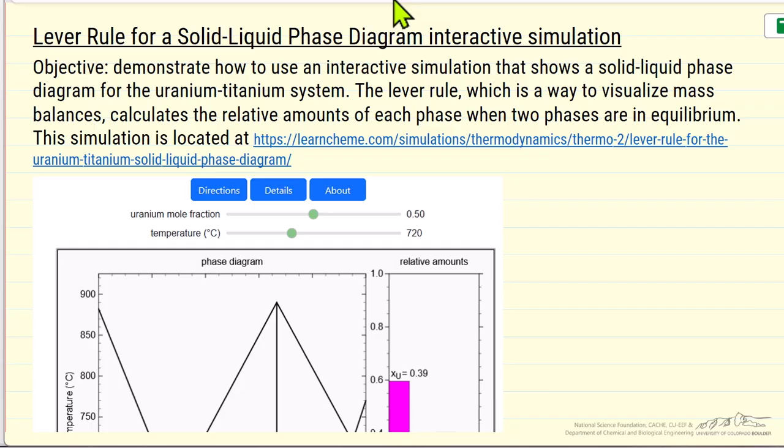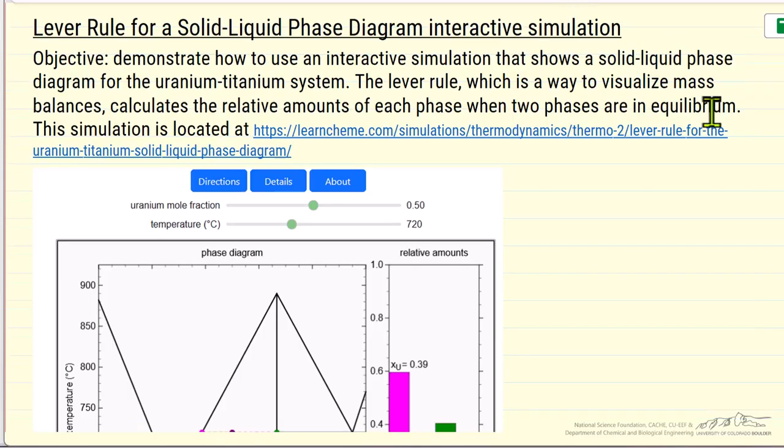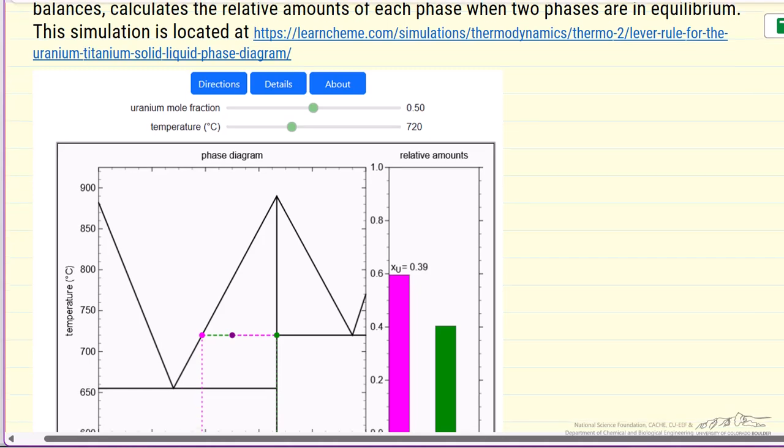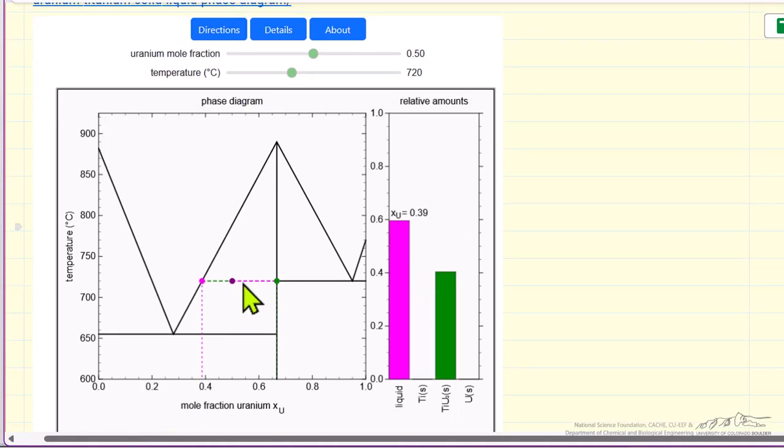I'm going to briefly demonstrate how to use an interactive simulation that models a solid-liquid phase diagram, and in particular, how the lever rule is used to essentially apply mass balances to determine the amounts of each phase in equilibrium.